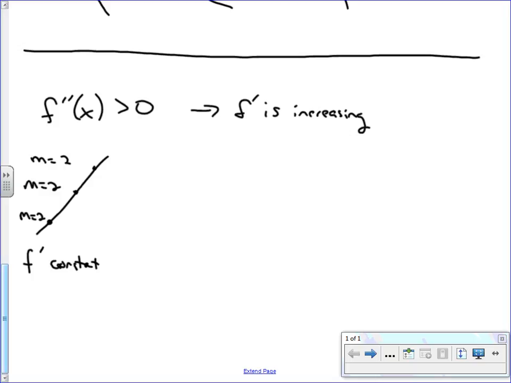F prime is not changing. Okay, F prime is not changing. I'm going to draw you one where the slope gets a little bit bigger as you move to the right. As you move onward to the right, the slope increases. So if I ask you to draw that for me, I bet most of y'all can figure that out pretty quickly. So I'm going to just put some fake numbers on here.